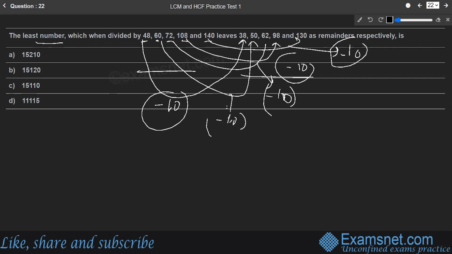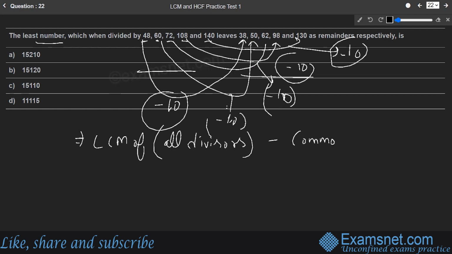how can we find the answer in this type of situation? The answer can be found by taking the LCM of all those divisors, and then at the very end we need to subtract the common difference. So what is the pattern? LCM of all divisors minus the common difference. That is the pattern in such questions where a common difference is seen. This way we can find that least number.